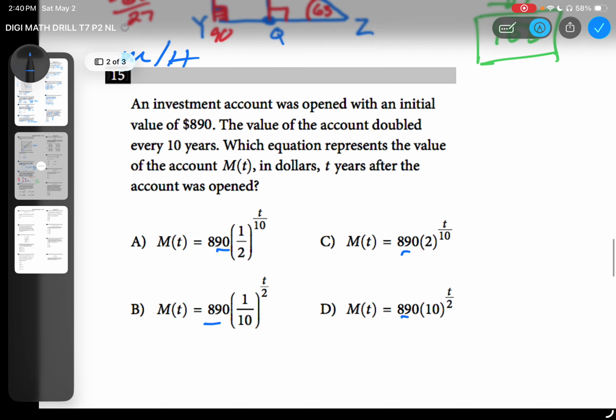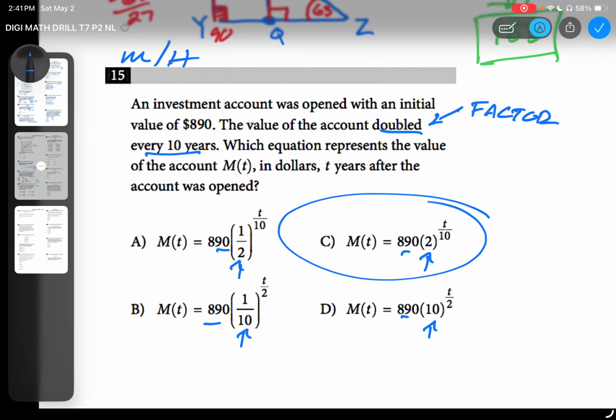But we continue reading. The value of the account doubled every 10 years. That doubling is your factor. That belongs within the parentheses. So which one is showing you doubling? One half is not double. One tenth is not double. 10 is not double. Certainly 2 is double. So this is the answer to our question.